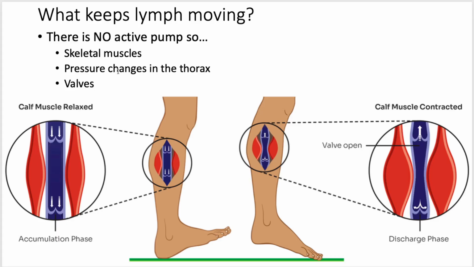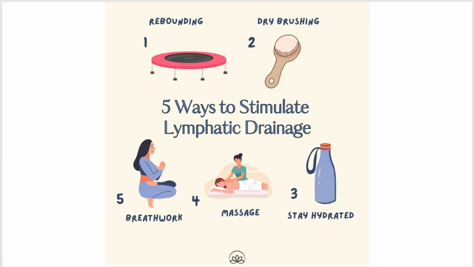You'll have pressure changes in the thorax and your valves as well. They're going to help keep it moving. But one of the best things you can do is just be active. Go for a walk every day. Other things that people will do is they'll get massages. A massage is basically doing the same thing as being active. It's pushing that lymph back towards your heart.